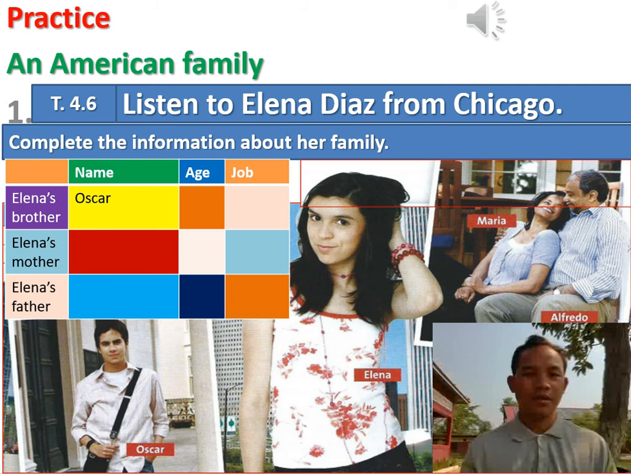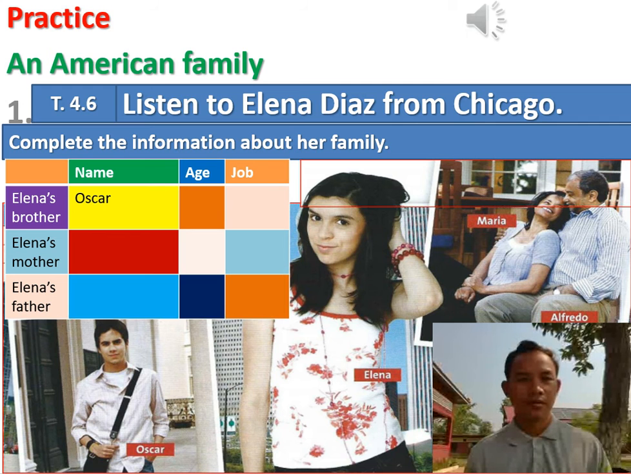Hi, my name's Elena Diaz, and I'm from the United States. This is my family. Our house is in Chicago. This is my brother. His name is Oscar, and he's 19. He's a student in college. This is my mother. Her name's Maria. She's 47, and she's a Spanish teacher. And this is my father, Alfredo. He's 52, and he's a businessman.